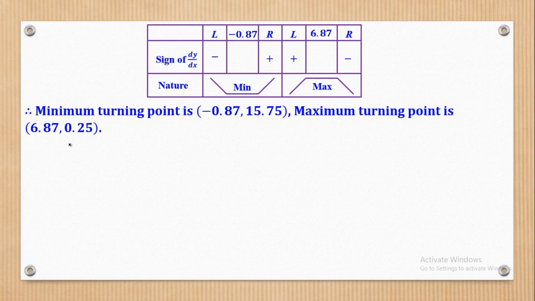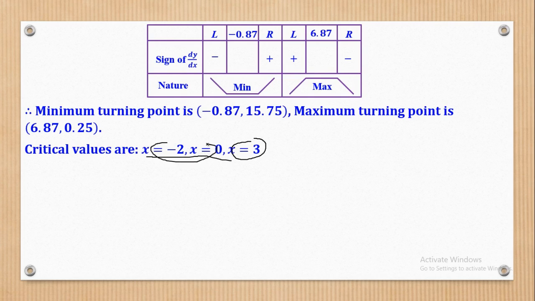So you have finished step 3 of getting the turning point and its nature. Now we shall go to another step of getting the critical values. Critical values, like I told you, are the values of the intercepts and the vertical asymptotes, and you arrange them in ascending order. Remember, the intercept was (3, 0), and the asymptotes were this. Therefore, you arrange in ascending order to give you those values.